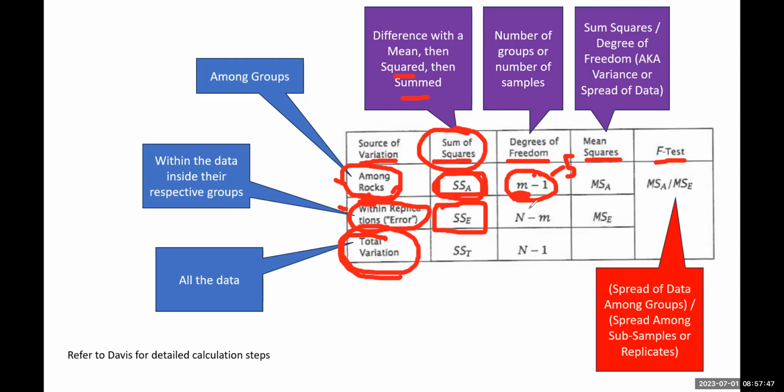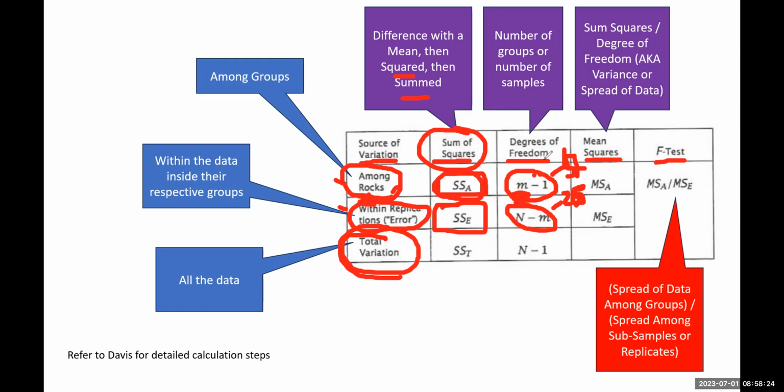For the replicates, you have n minus m. So you have 30 minus, sorry. So actually this is 30 minus 5. Oh, 30 minus 4, so you get 26, sorry.